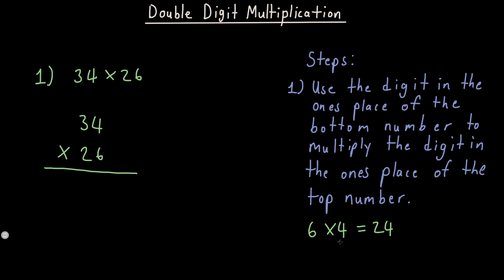Now, since this number is greater than 9, we have to regroup the number that's in the tens place, and in this case it's 2. So what we're going to do is write down our 4 and we're going to regroup 2. So this technique is known as regrouping.